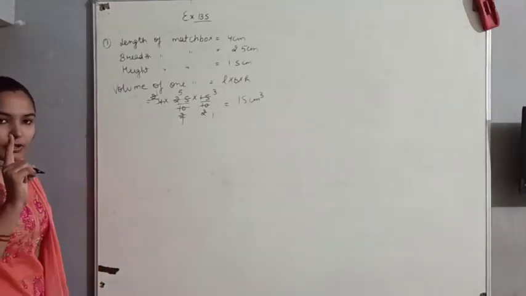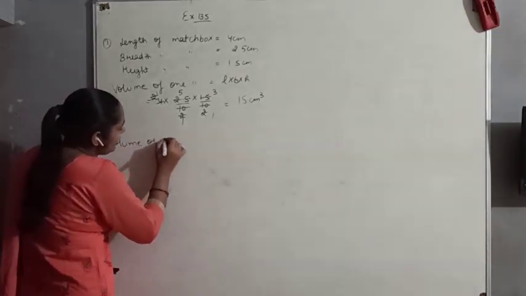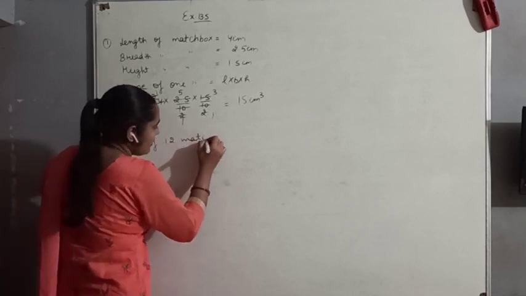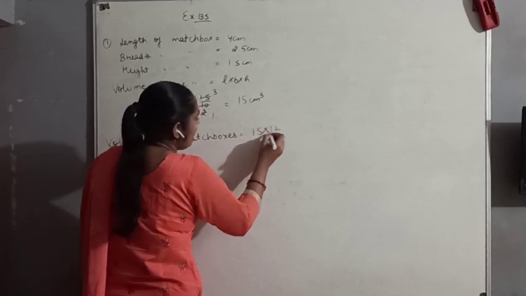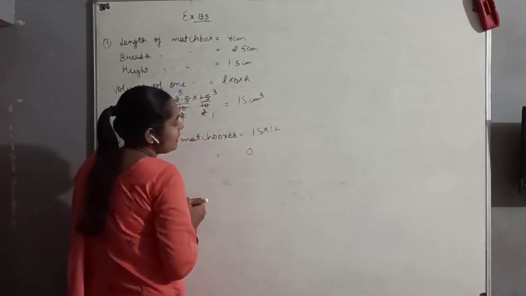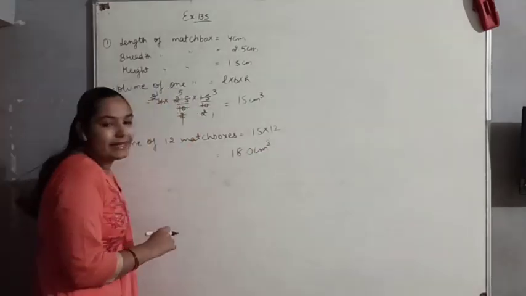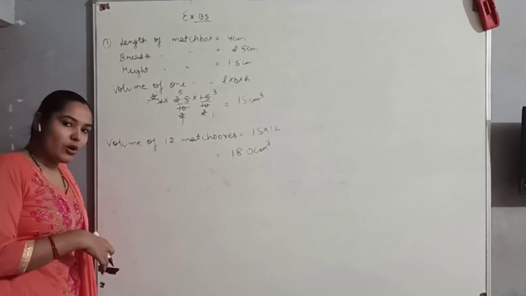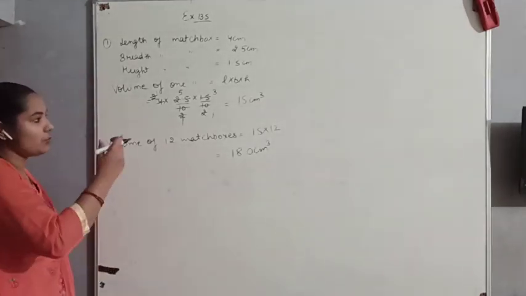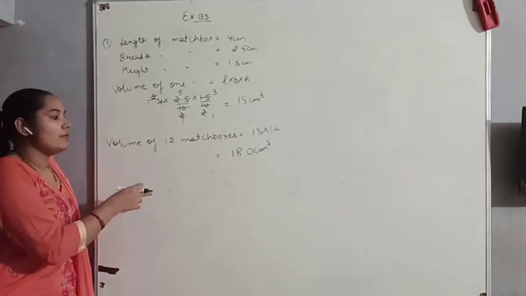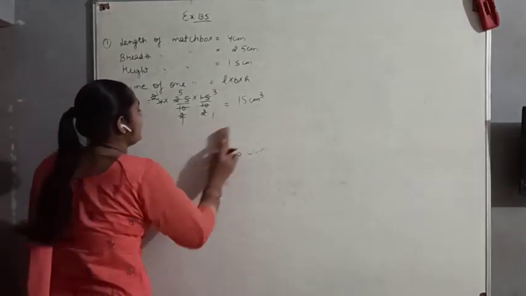That is the volume of one matchbox, and we have to find the volume of 12 matchboxes. That is equal to 15 multiplied with 12. 12 5s are 60, 12 1s are 12, and 60 plus 12 is 72... that is equal to 180 cubic centimeter. Dimension of one matchbox is given to us, so we calculate its volume. That is equal to L into B into H, length into breadth into height. And volume of 12 matchboxes will be 15 into 12, that is equal to 180 cubic centimeter.